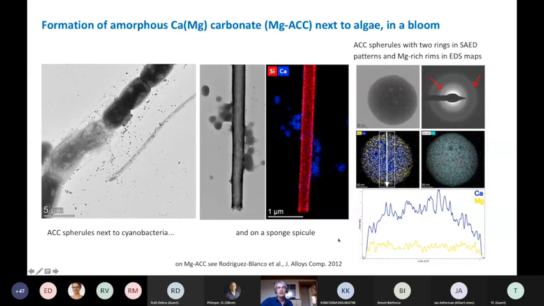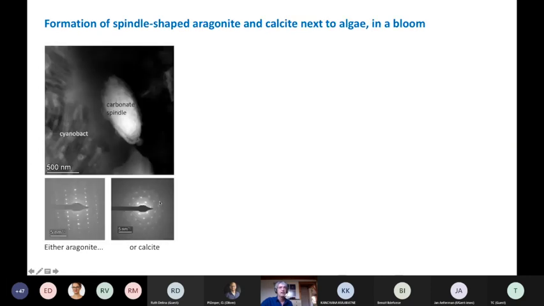So actually, we think that this is the first precipitate in the lake, but we only see this next to algae. And what happens to it later? Well, actually, half a meter above the level where most of the algae are, we see something different. We see some spindles of carbonates. Sometimes they are close to bacteria, sometimes they are just by themselves. And they can be either aragonite or calcite. I didn't say that this lake is magnesium rich, so this is why you have aragonite.